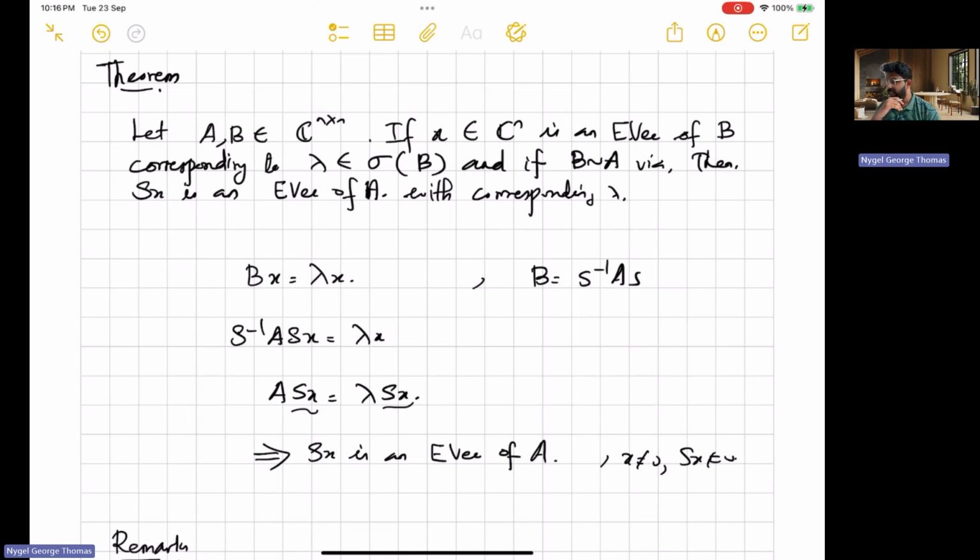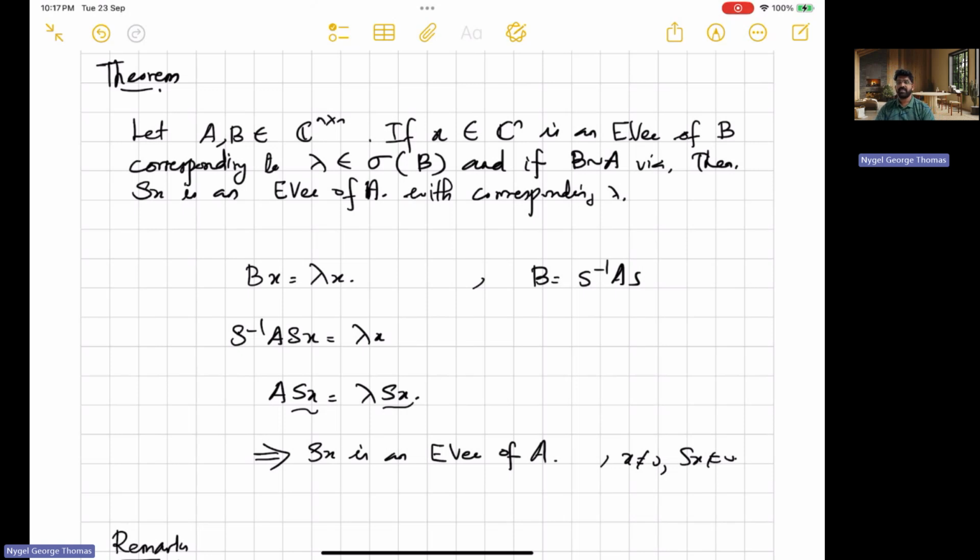And if B is similar to A, so we know an eigenvector corresponding to the matrix B with an eigenvalue lambda, then we know that A and B are similar matrices. Then Sx is an eigenvector of A with corresponding eigenvalue lambda.